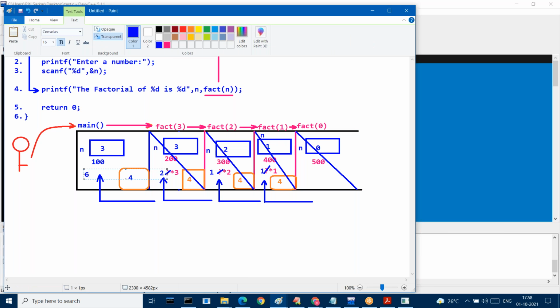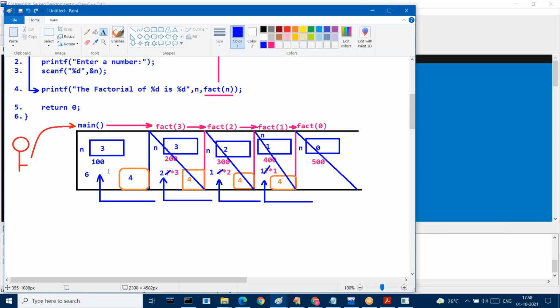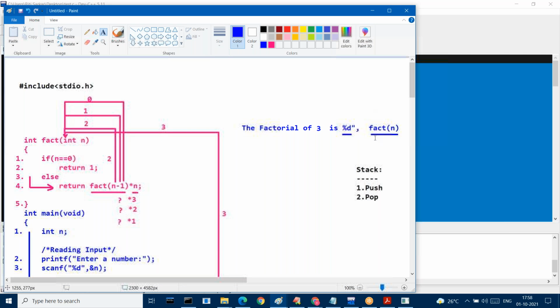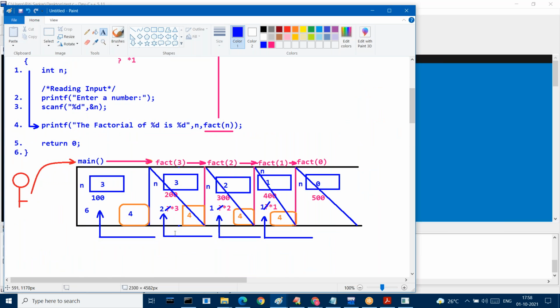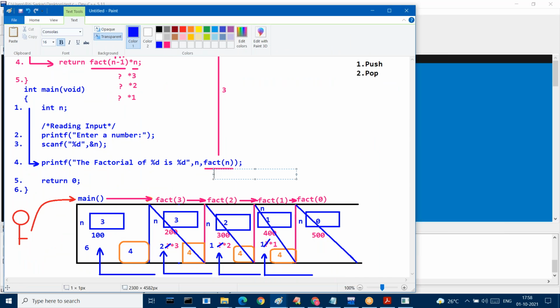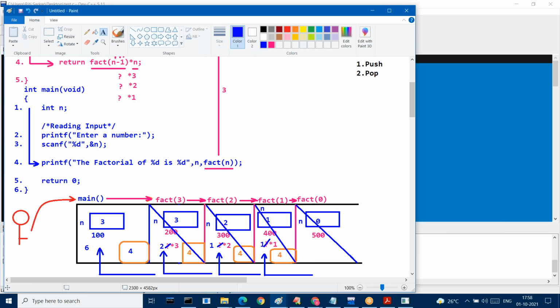Main 3 into 2, 6. Instruction pointer here is telling line 4 got stuck. Go to line 4. Here it's stuck now. Fact 3 now got a value because it came now. Main called fact 3, and now fact 3 is giving it something. 6. Then immediately it will say, hey, in this place I got a value 6.